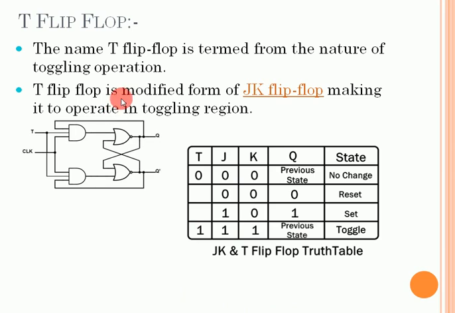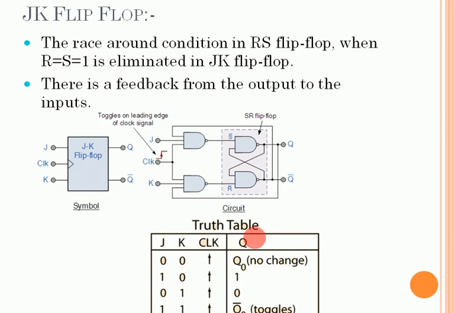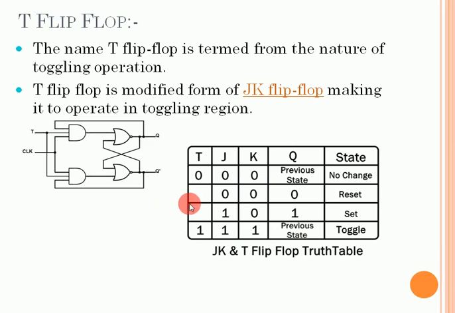Next is the T flip-flop. Here the name T is for toggle, and this T flip-flop is a modification of the JK flip-flop. As we can see in the previous slide, the truth table of the JK flip-flop says when we provide both inputs 0 0, there will be no change in the output, and when we provide both inputs the same, 1 1, then there will be a toggle. So we can utilize this property in the T flip-flop. Here we have a single input T, and it is directly provided to both inputs J and K. Here you can see we are not using any NOT gate. That means if T is equal to 0, J will be 0, K will be 0. If T is equal to 1, J will be 1, K will be 1.